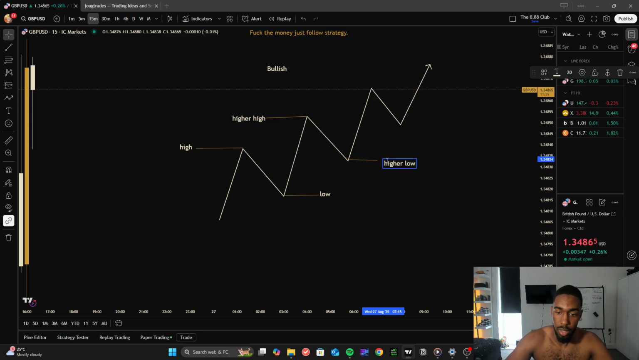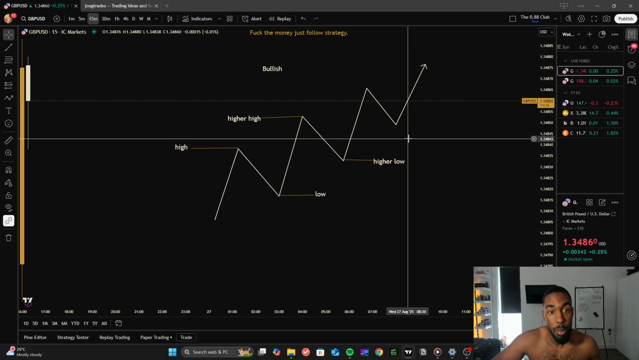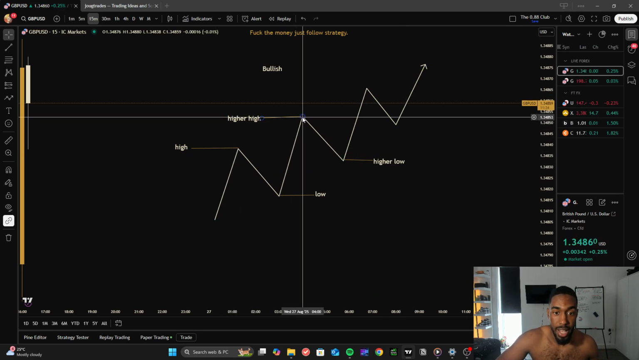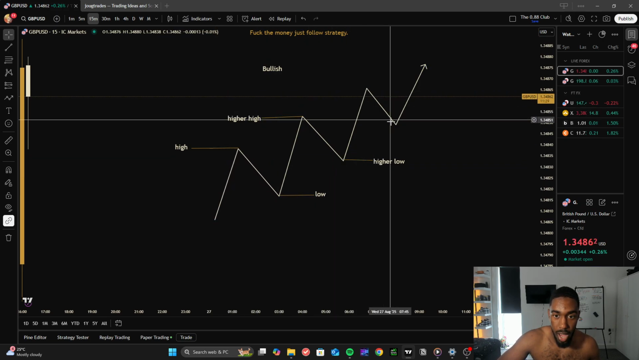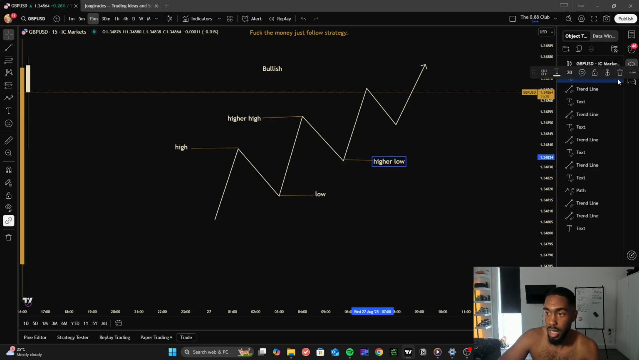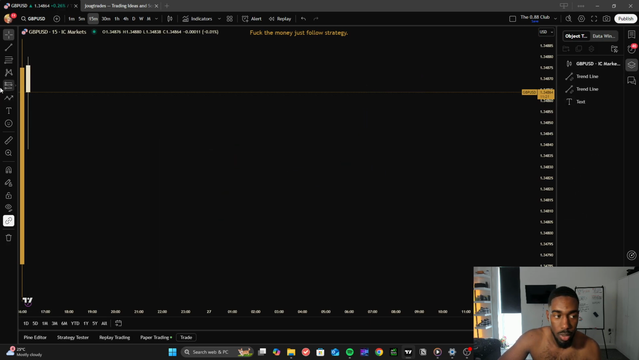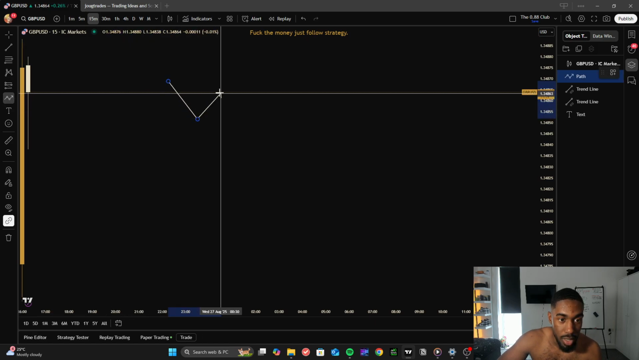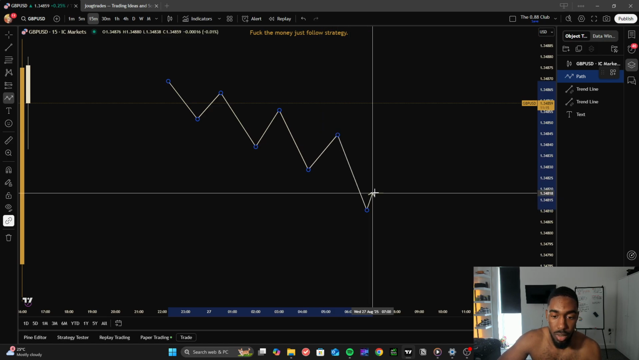Cool. So market, when we're going up, when we're bullish, we go higher highs, higher lows. So high, low, higher high, higher low, higher high, higher low, and so on. Cool. That's type 1 of how market moves. Let's get into the second way market can move. Market can move down. I know, right?